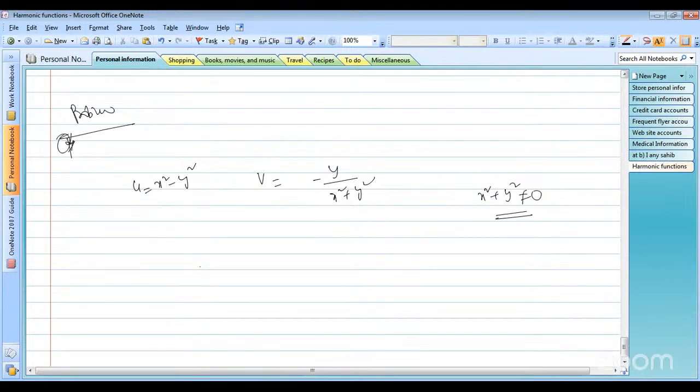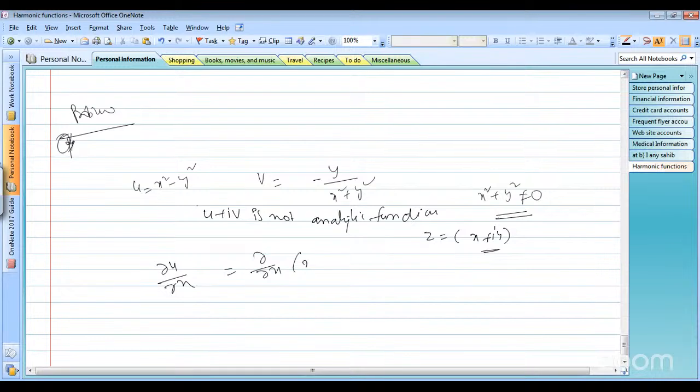But u plus iv is not an analytic function. That is equal to x plus iy we are taking here. First we are taking dou u by dou x. So dou u by dou x is dou by dou x of x square minus y square. So we are taking the partial derivative with respect to x, y is 0, is equal to 2x.